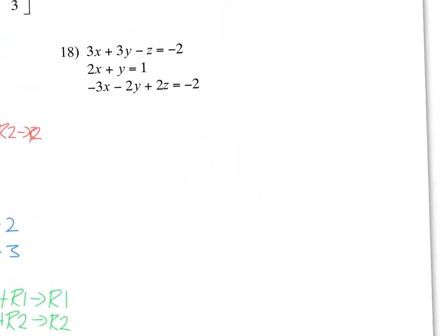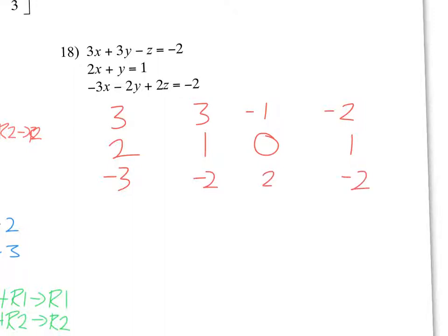For the next one, we've got 3x plus 3y minus z equals negative 2. That's going to make a row that's 3, 3, negative 1, negative 2. 2x plus y equals 1, so that's going to be 2, 1, 0, 1. And then we're looking at negative 3x minus 2y plus 2z, so negative 3, negative 2, 2, negative 2.